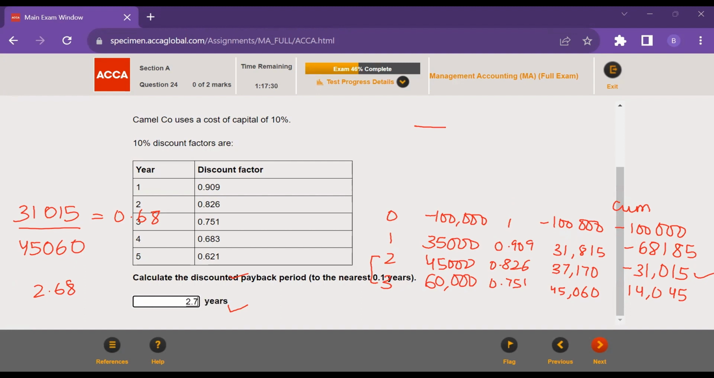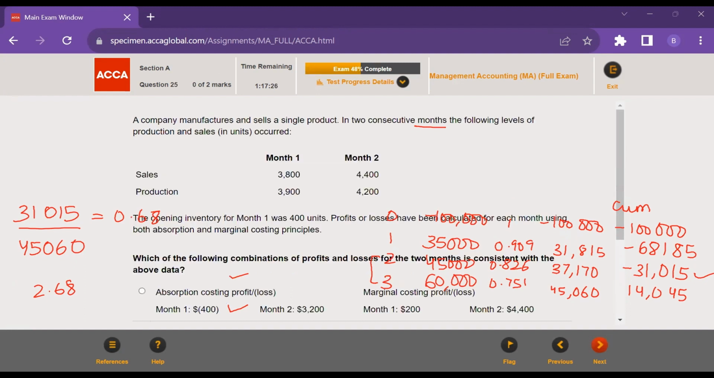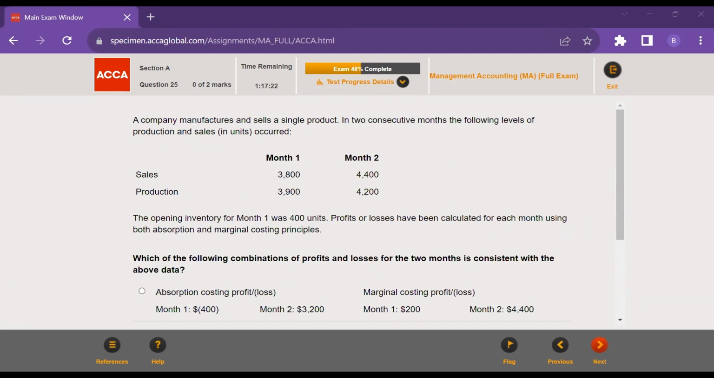So this is what we will be entering over here, and then we move on to the next question. So let's read. A company manufactures and sells a single product in 2 consecutive months. The following levels of production and sales in units occurred. So in month 1, there were sales of 3,800, 4,400. Production is also given.